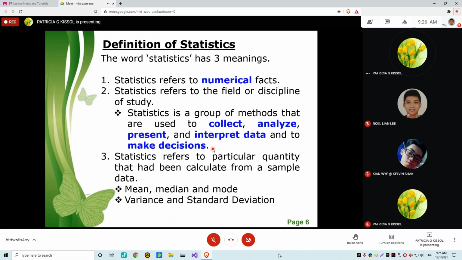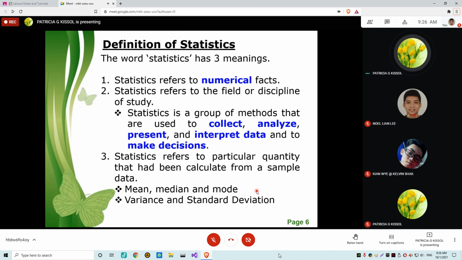And the third definition of statistic is categorized to the number three here, whereby it refers to a particular quantity that has been calculated from sample data, that is mean, median, and mode, and variance and standard deviation. So this is what we cover in chapter 2.